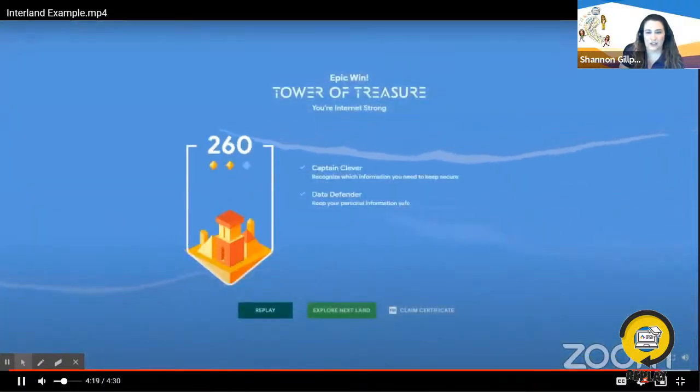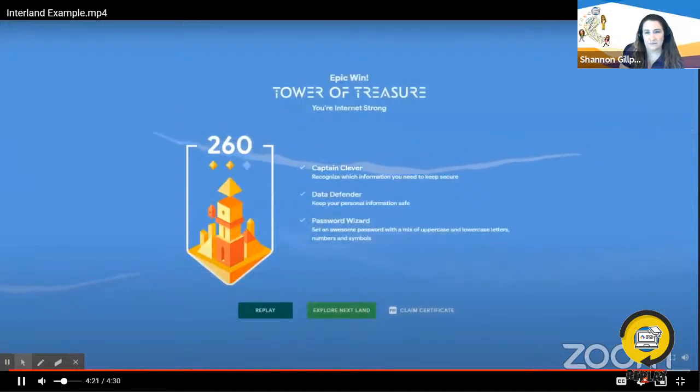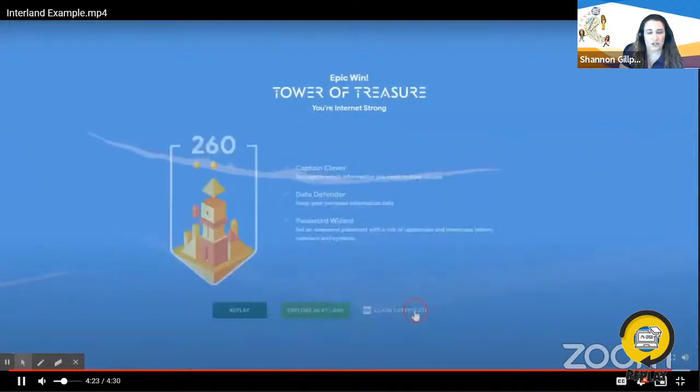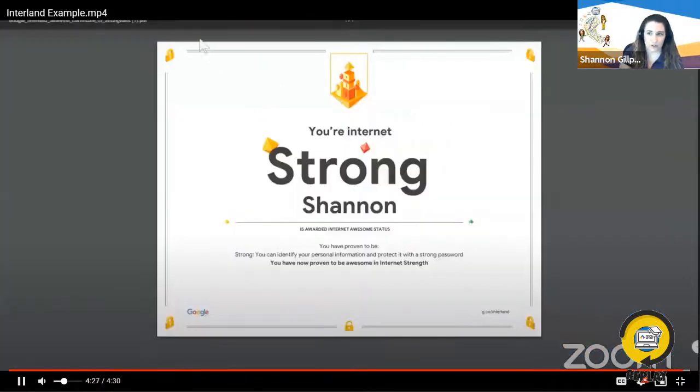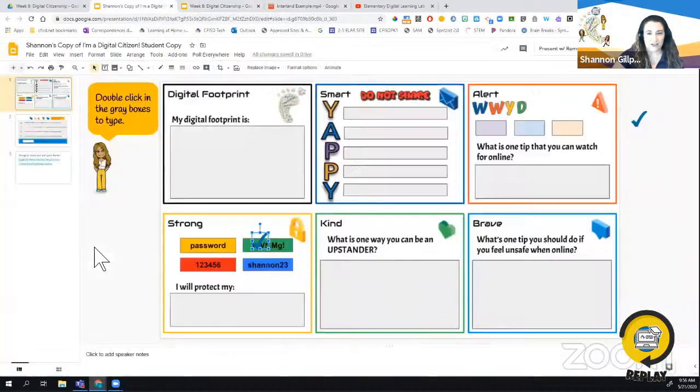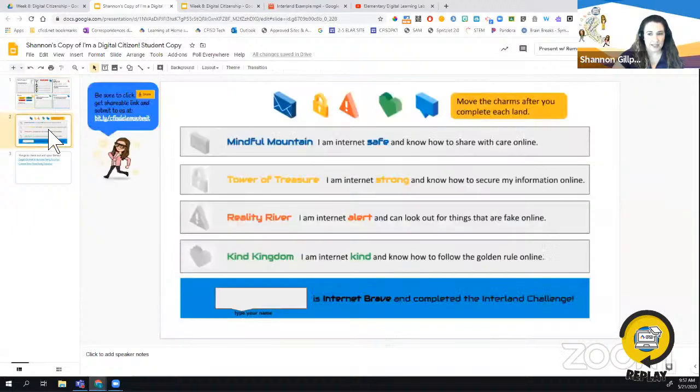You'll click, so it shows you how many points you got. And you'll click claim certificate, type in your name, and then it will download to your computer and look like this for that level. And each of those lands has a different certificate. So as you go through and you complete all of those challenges in Interland, then what we'd like you to do is on your template, you're going to move the charms after you complete each land.